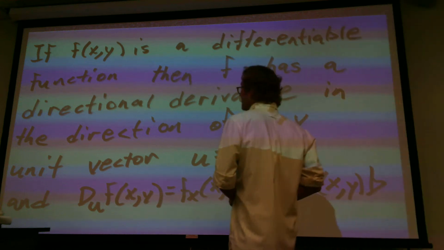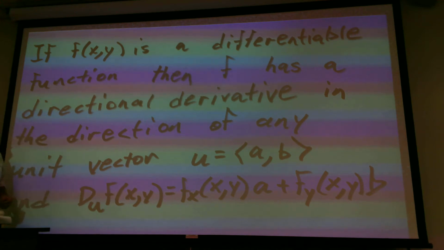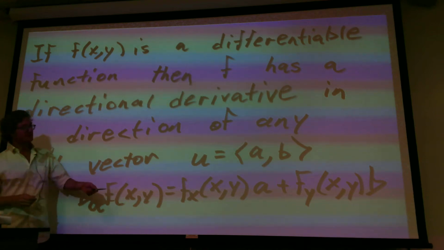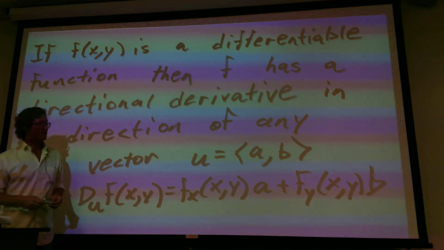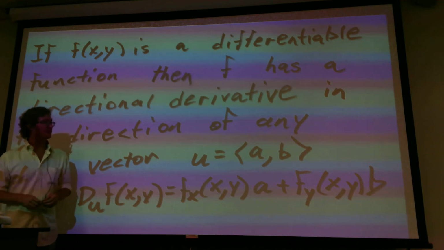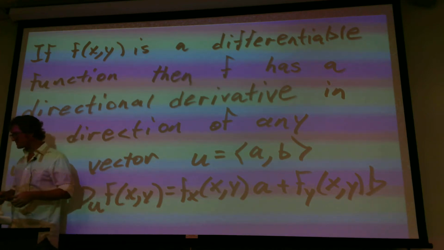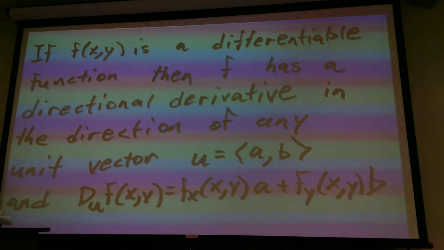Okay, so if we have a function of two variables and it's differentiable, then f has a directional derivative in the direction of any unit vector u = ⟨a, b⟩, and that directional derivative is the partial derivative with respect to x multiplied by a, plus the partial derivative with respect to y multiplied by b. Okay, so why don't we go ahead and just calculate one of these.